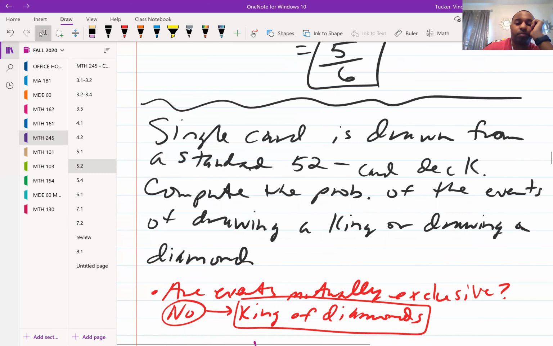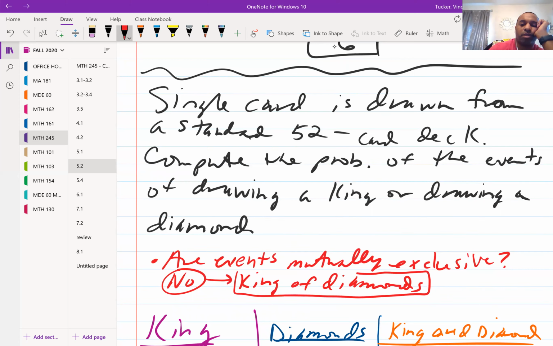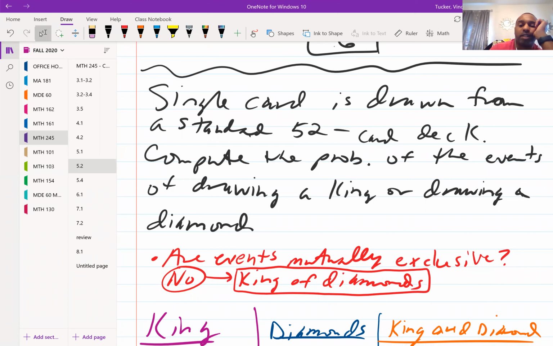All right, so just like before, you want to ask yourself, are the events mutually exclusive or disjoint? And the answer is no, because there is such thing as the King of Diamonds. That means the king, being a king and being a diamond, has at least this one card in common, the King of Diamonds. So it is possible to be a king and a diamond at the same time.